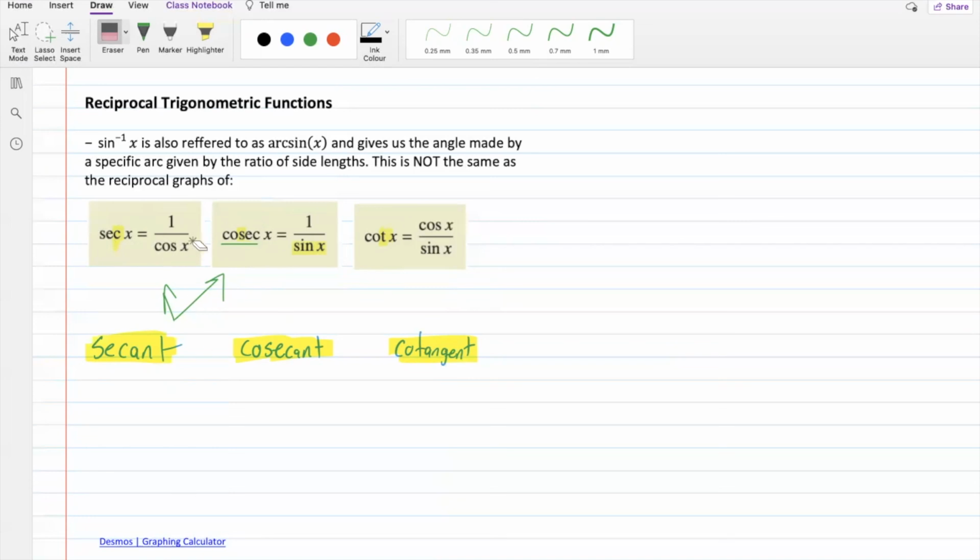So that's pretty much it for understanding what these graphs are. Sec, cosec, and cot are reciprocal trigonometric functions.